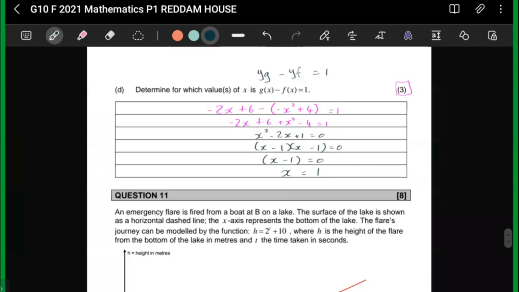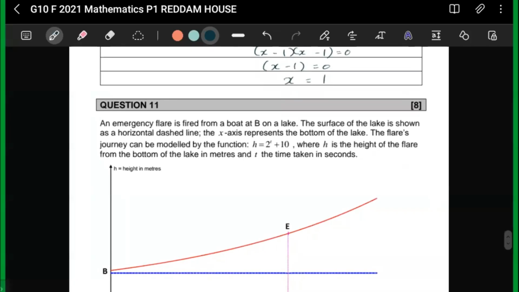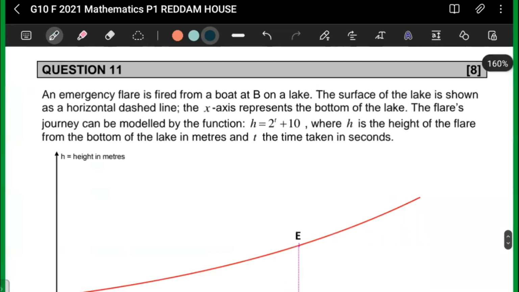You see, you don't overthink it. And you also just want to have a method and a system that you know works all the time. So let's move on to question 11. Question number 11 says the following.